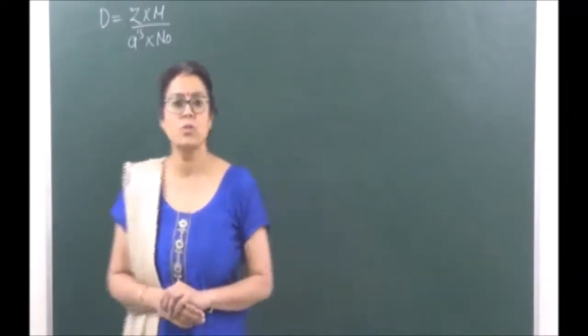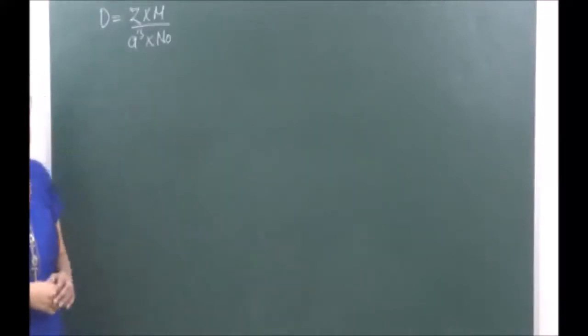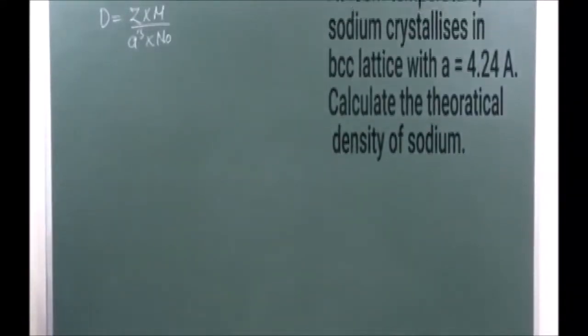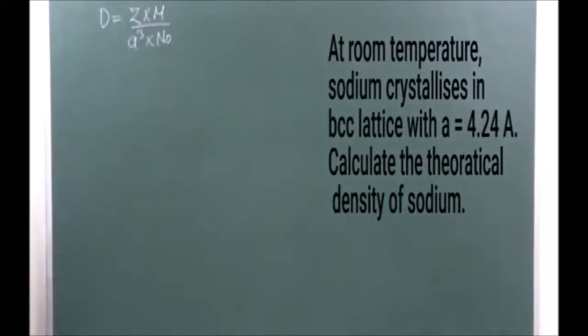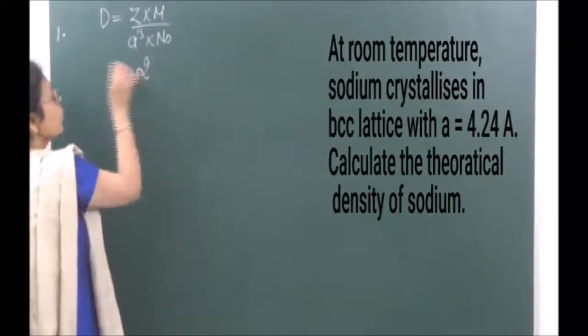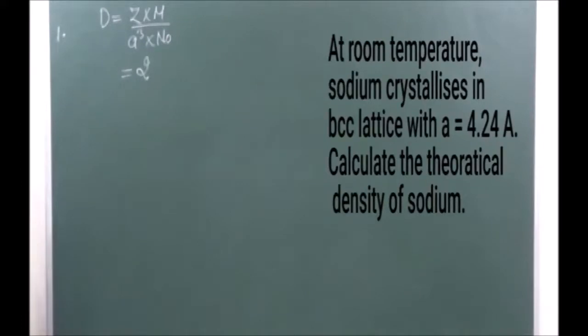So let's go on to the first one. Your question is going to come on this side. The question is, at room temperature, sodium crystallizes in a body-centered cubic lattice with A equal to 4.24 Angstrom. Calculate the theoretical density of sodium. So this is a very easy question. We will apply the formula directly. D is equal to Z into M upon A cube into N naught. Here it is a body-centered cubic lattice, and we had discussed that for body-centered cubic lattice, Z becomes equal to 2.